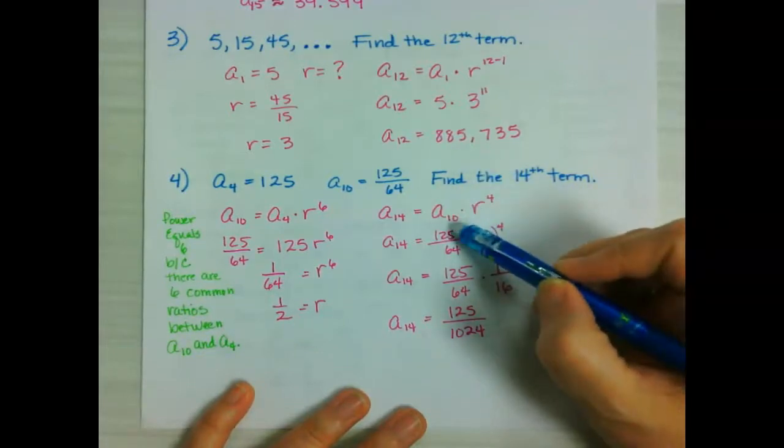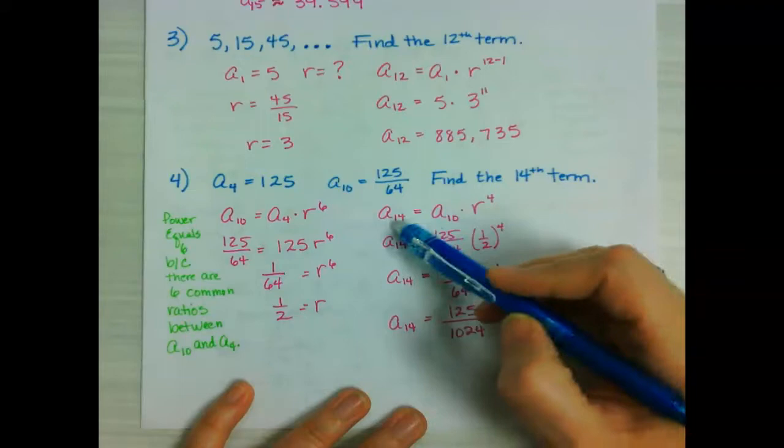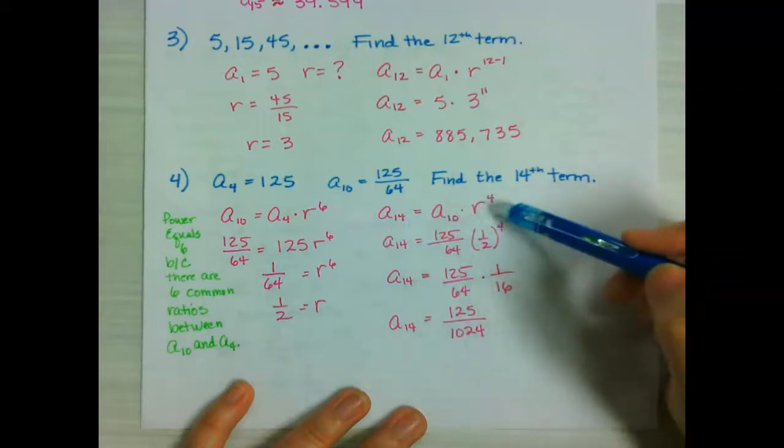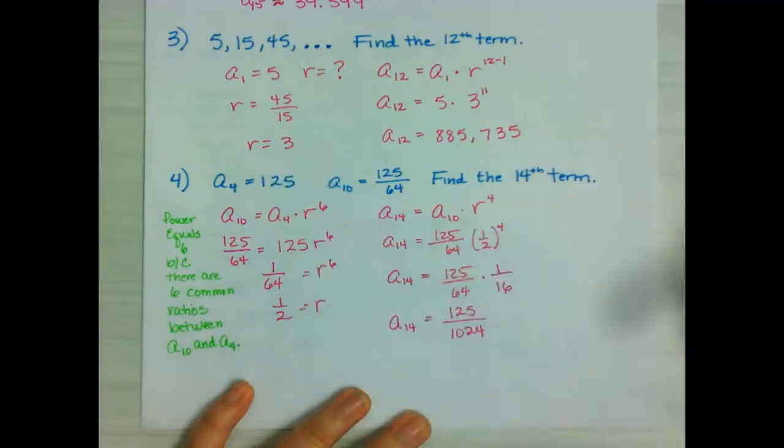Here I'm actually picking the bigger number because there are fewer ratios between 10 and 14 than there are between 4 and 14, which means the power I'm working with would be a tad bit smaller. I can look at 4 common ratios, as opposed to having to find the 10 common ratios between 4 and 14.